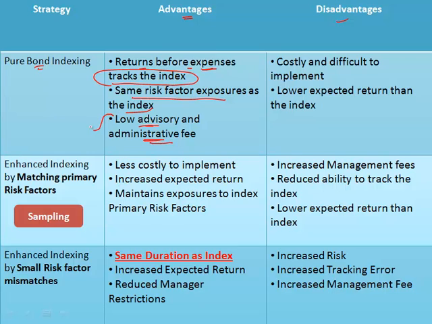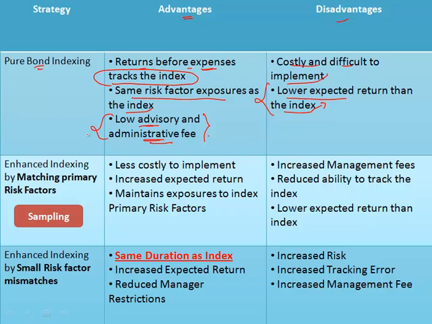And why is this low? Because he's not using his brains, he's just replicating the portfolio. Costly and difficult to implement, and lower expected return than the index. Okay, and why is lower expected return? Transaction cost, which the index does not have, but his portfolio will.